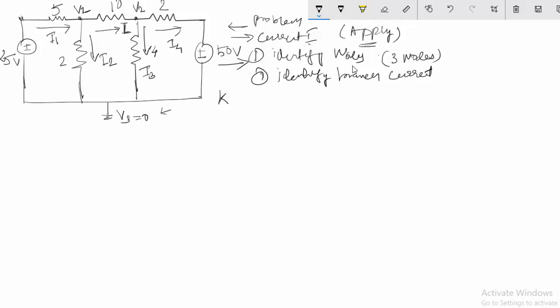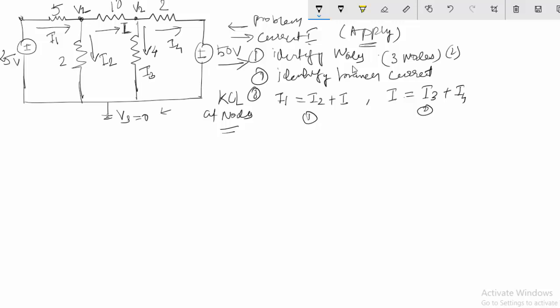Next, the third step is to apply the KCL. When I apply the KCL at the nodes, I will get the equations at the nodes. I will apply the KCL at the two nodes here, because the third node is the ground node. When I apply it, I will get I1 equal to I2 plus I, and the other equation which I will get is I equal to I3 plus I4. This was at node 1, and this was at node 2.